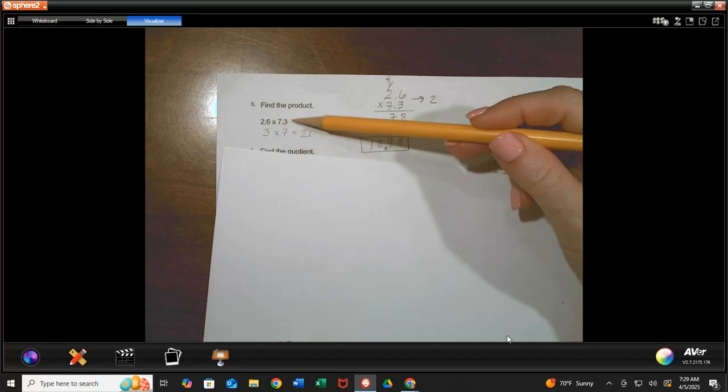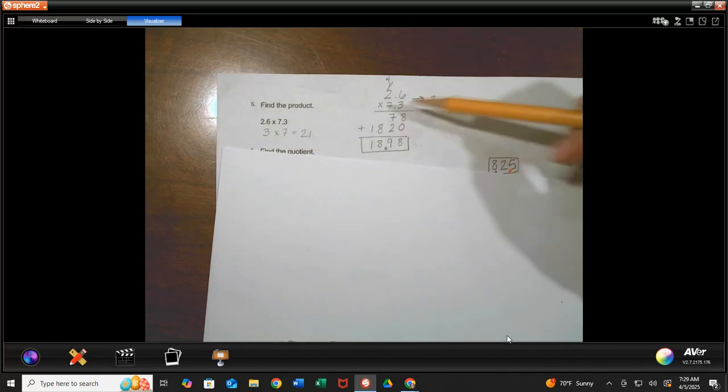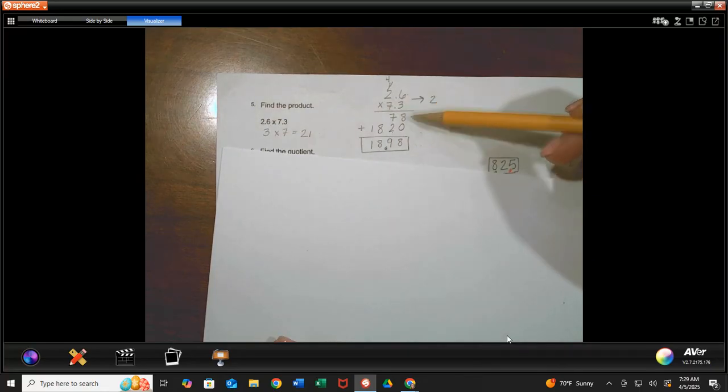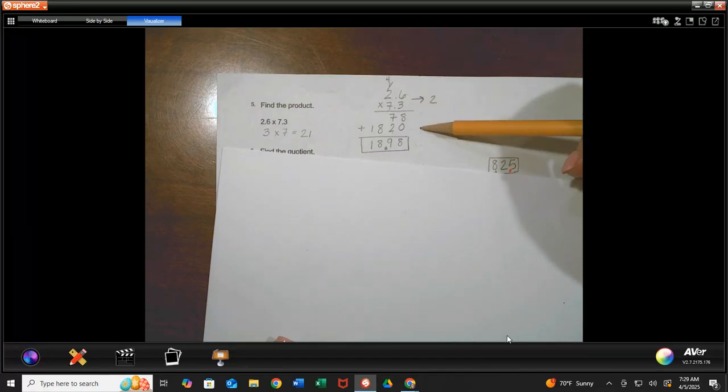Number 5. We're multiplying. Again, we have 2 decimals. I round 2 6/10 up to 3, 7 3/10 down to 7. I get a quick estimate of 21. 26 times 73, here are my partial products. If you put the 73 as the top factor, your partial products will be different, but we should still have 1898 as our total product.